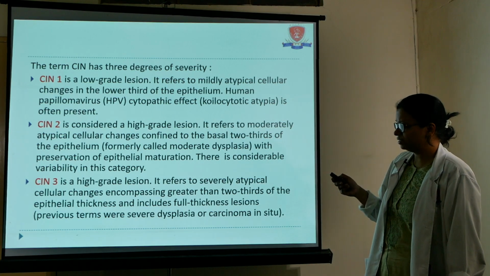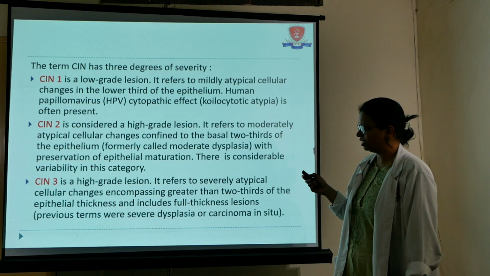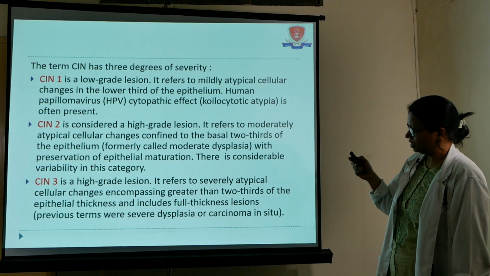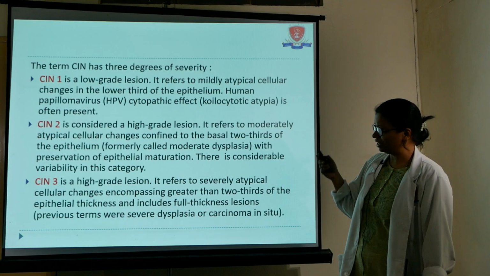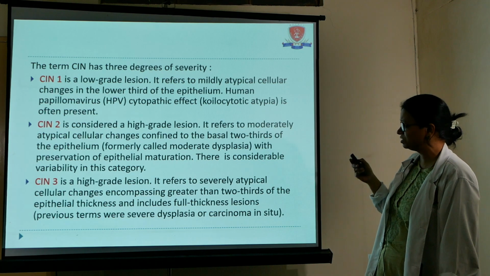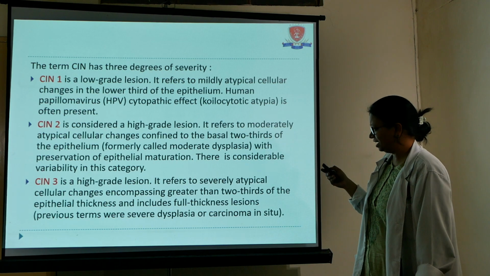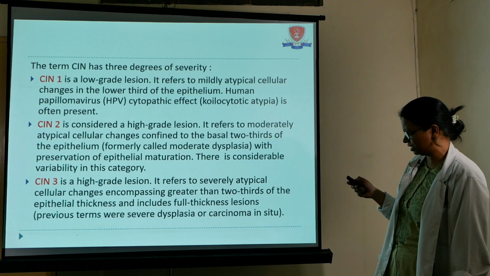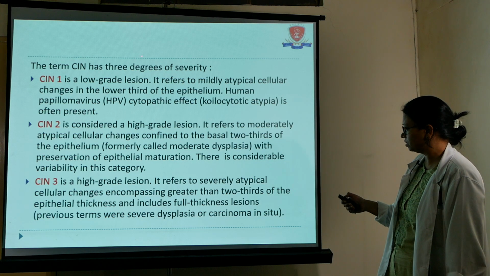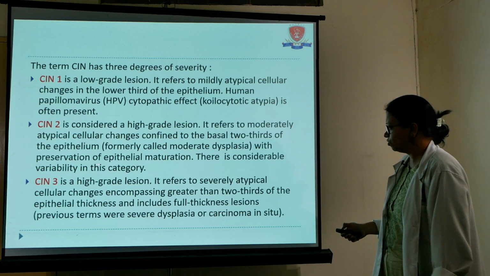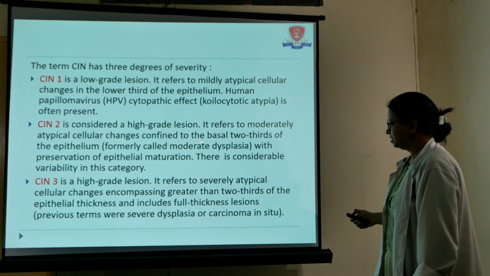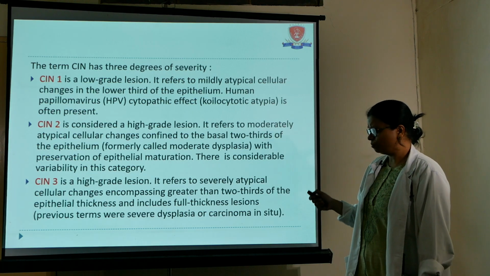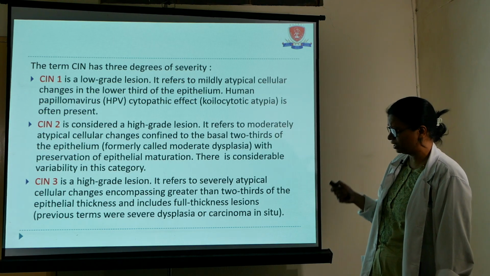But CIN2 is when around two thirds of the epithelium is affected. We call it CIN2, but it is not a definite category. There is always confusion in diagnosing CIN2. It can either become CIN1 or it can become CIN3. So it is considered a high grade lesion. It refers to moderately atypical cellular changes confined to the basal two thirds of the epithelium, formerly called moderate dysplasia, with preservation of epithelial maturation. There is considerable variability in this category. I'll tell you later about markers which can differentiate it into CIN1 and CIN3.